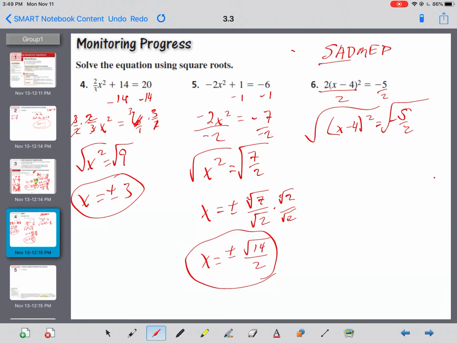I'm going to square root, but I can't square root a negative yet. So right now, no solution. Just like that.